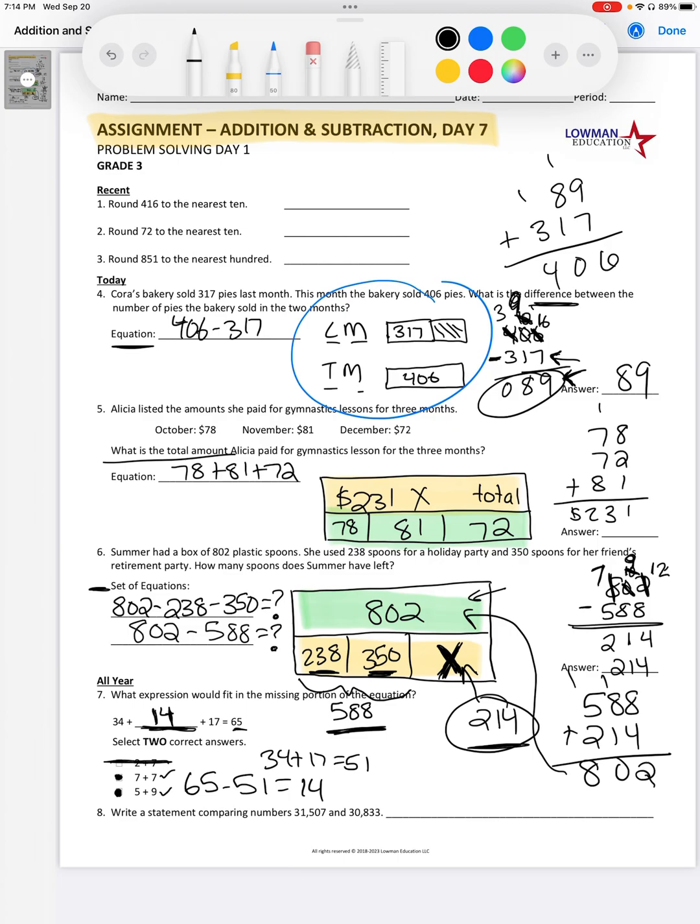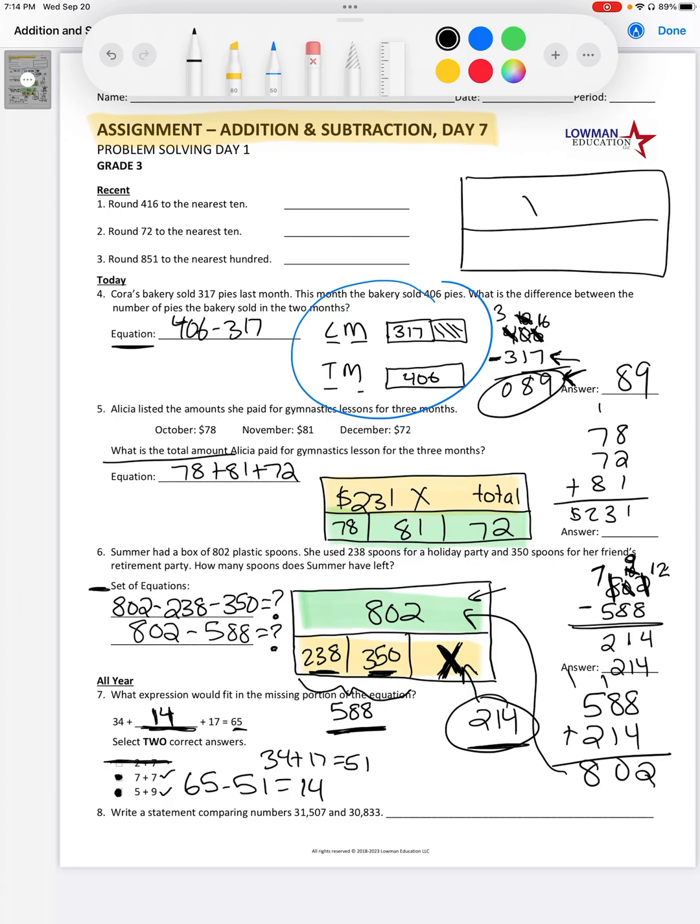Just to review strip diagrams, let me do some major erasing so I can get a big blank space here. To review the components of a strip diagram, I'm going to draw one here. The top is our total. The bottom, these are our parts that make up the total. Oh, look, that's not writing. And we could have as many parts as we could imagine in the bottom.